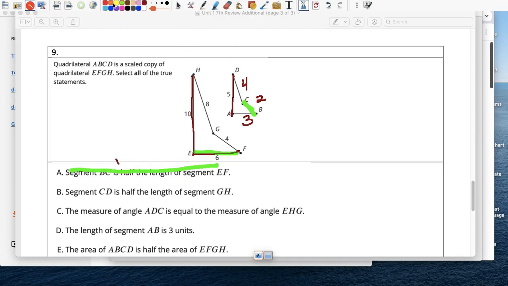CD. Where's CD? CD is here. CD is 4. It's half the length of GH. Where's GH? GH right here. Is 4 half of 8? Yes. That's good. Let me change colors.